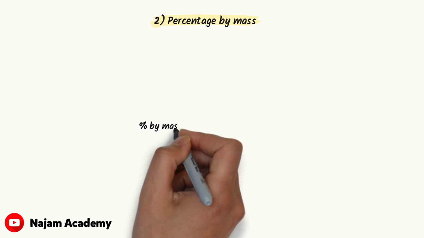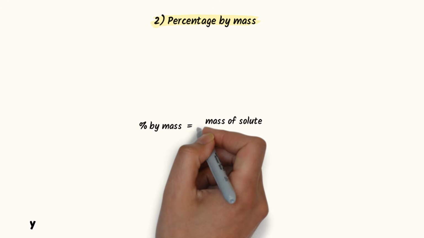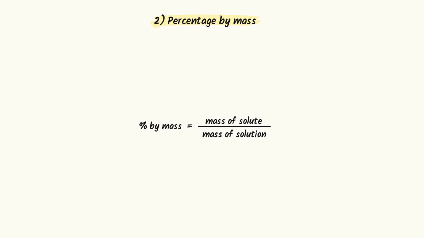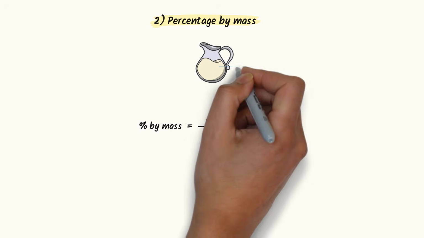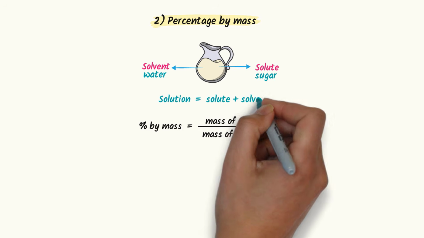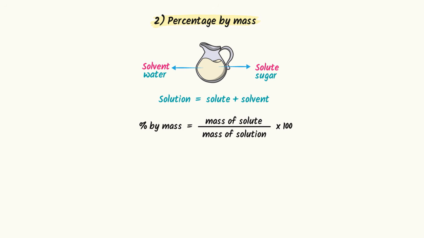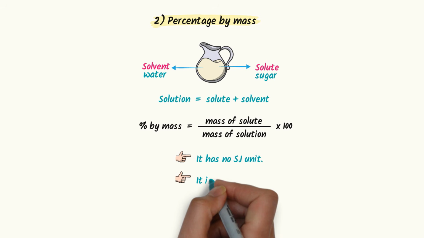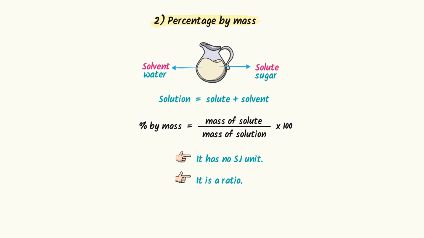Now we will learn the second formula, which is percentage by mass. The formula is percentage by mass is equal to mass of solute upon mass of solution into 100. We already know that in any sugar solution, solute is the sugar and water is the solvent. While solution means solute plus solvent together. You must remember these terms in order to solve numerical problems. There is no SI unit here because percentage by mass is just a ratio multiplied by 100.